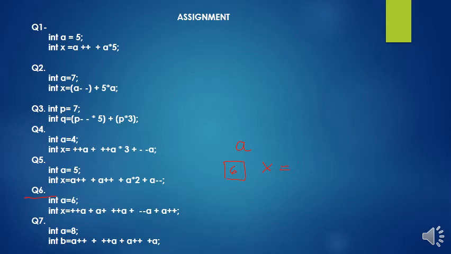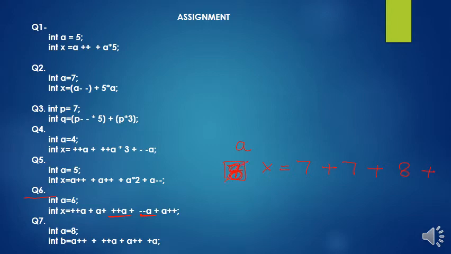So first 7, 6 plus 1 is 7, and then use 7 plus a. The value of a is equal to 7 plus, again prefix increment, change then use, means 8, and then use. So 8 plus minus minus a. Minus minus a means prefix decrement. Prefix decrement means 8 minus 1.